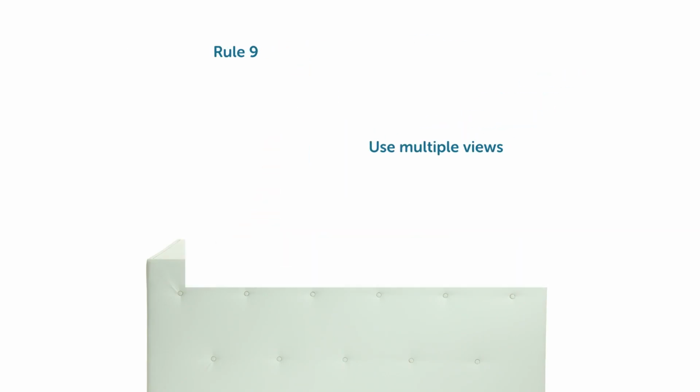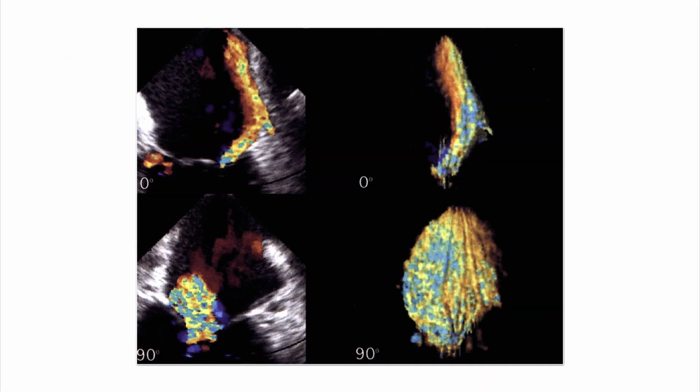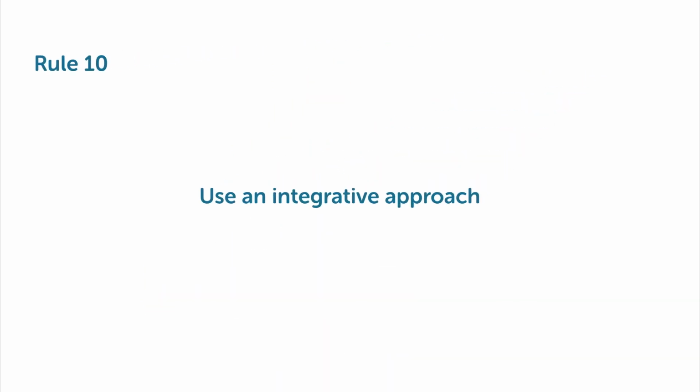Rule number 9. Use multiple views. This is understandable if you look at this 3D echo of a reconstruction of an MR jet. You see, the MR jet is not symmetric, but it's pretty bizarrely shaped. And if you want to get a good appreciation of the true size, you have to look at it from different angles. And this can be done by using multiple views. And finally, the 10th, and for me the most important rule, use an integrative approach. What does that mean? Put all the information you have together, not only the echo information, but also the clinical information. Because in the end, you have to make the decision what to do with the patient. And all this information will be valuable and important.